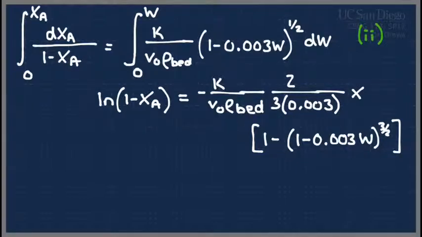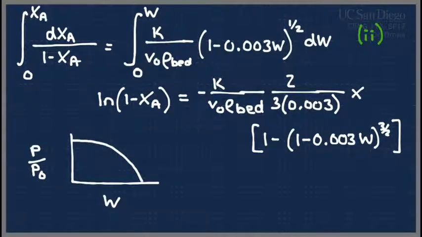But this one has a slight change from what you might expect in the other problem. The reason being, if you were to plot P as a function of W, that's going to keep going down and down and down until it eventually reaches 0. After you have exposed the system to a certain amount of catalyst, eventually this will go all the way down to 0.